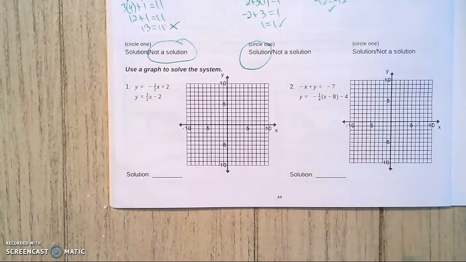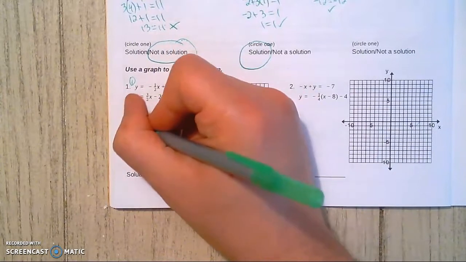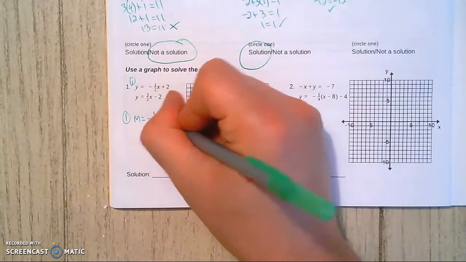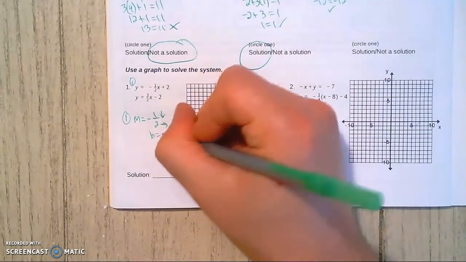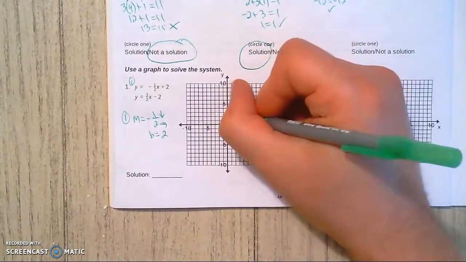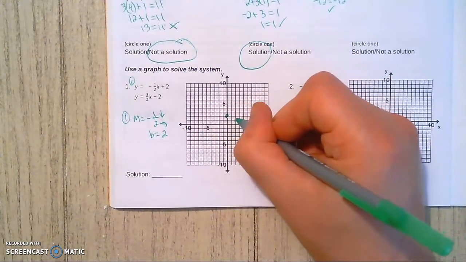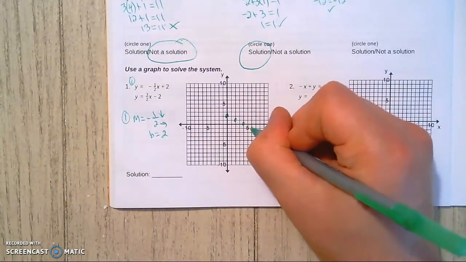So we're going to start by graphing them one at a time. So I'm going to call this first one equation 1. And that's m equals negative 1/2. That's going to go down and right. It's also b equals 2. So that's for equation 1. So I'm going to start at a y-intercept of 2. And then I'm going to go down 1, right 2. And down 1, right 2. And I'm going to do that repeatedly.